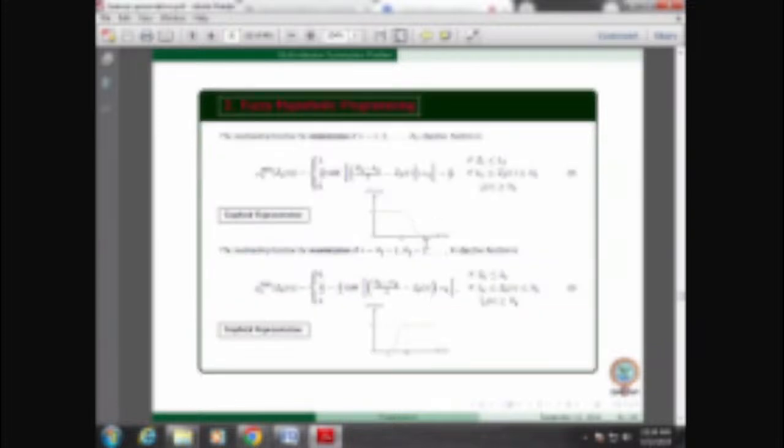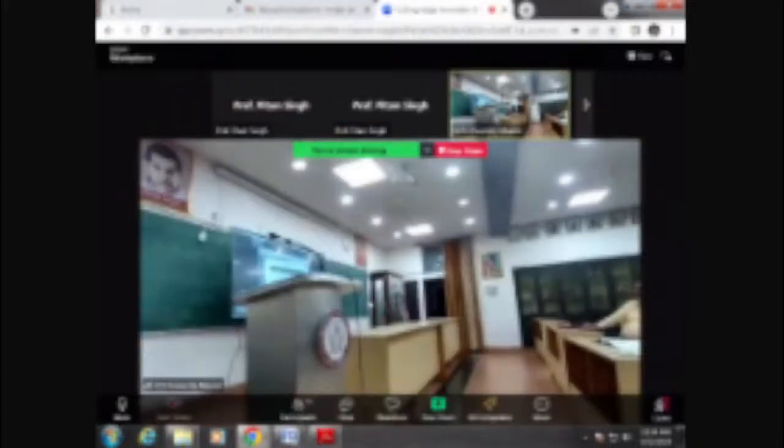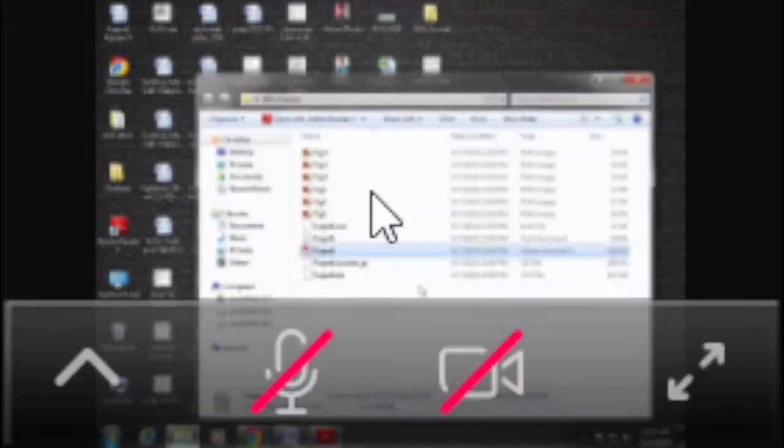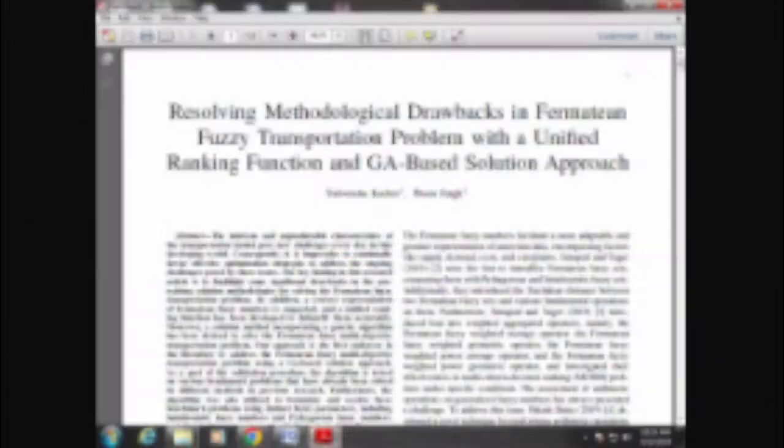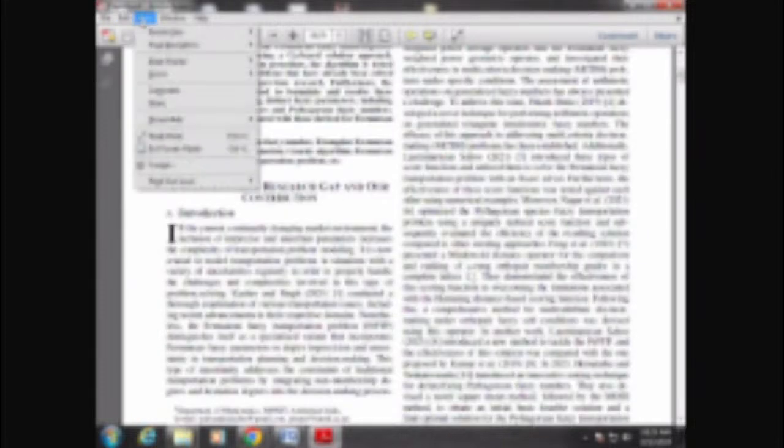Professor Peetam, you are about to tell the construction of the score function. Okay, construction of the score function. I want to share that it was requested by Professor Mukesh. So I want to share one more thing: we have constructed the membership functions. Yes, the research paper is visible.